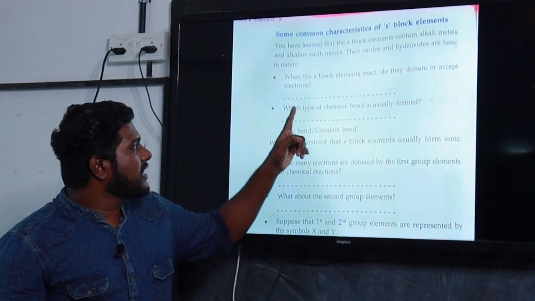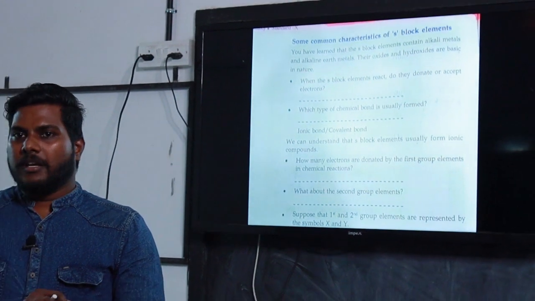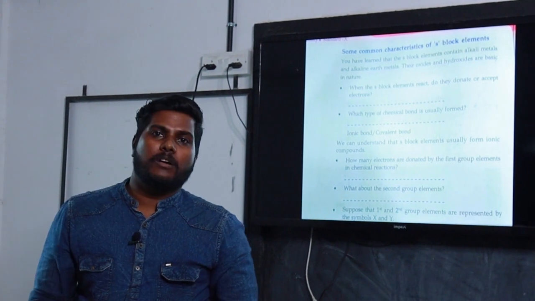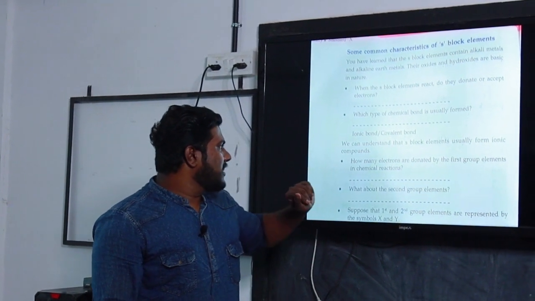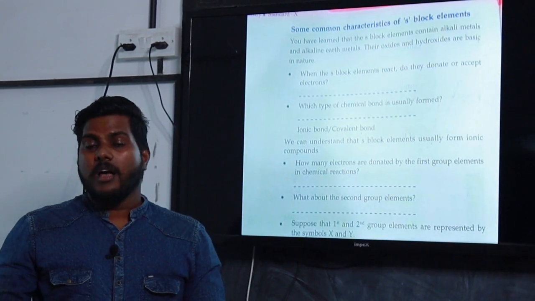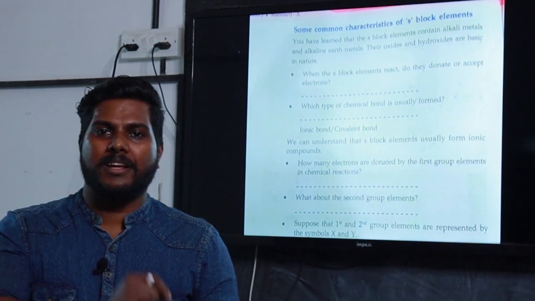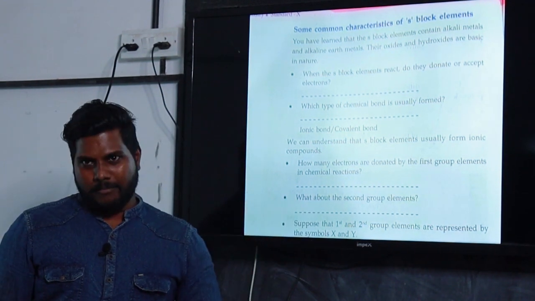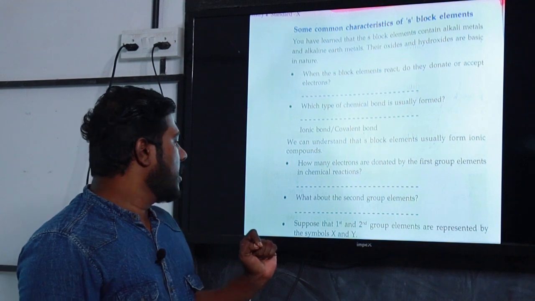The second one, which type of chemical bond is usually formed? You know that donating or accepting electrons forms a kind of chemical bond known as an ionic bond. Here the answer is ionic bond. Next, how many electrons are donated by the first group elements? First group elements donate only 1 electron. Here the correct answer is 1. Next one, what about the second group elements? You already understood that the second group elements donate 2 electrons.